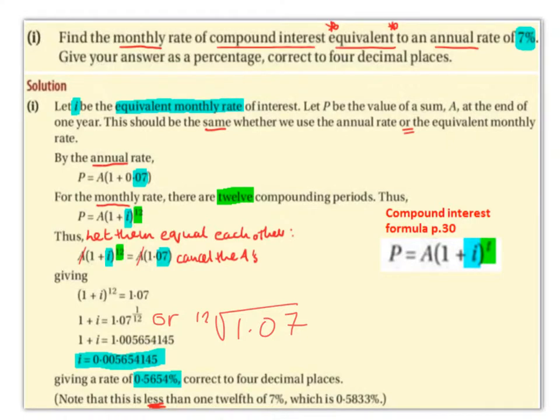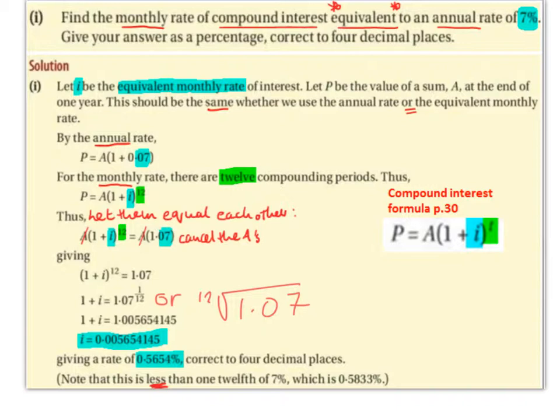1.00565445. We bring the 1 over the equal sign, it becomes minus 1, so we're left with i is equal to 0.00565445, giving a rate of 0.5654%, correct to 4 decimal places, which is what we were asked for in the question. Percentage correct to 4 decimal places.